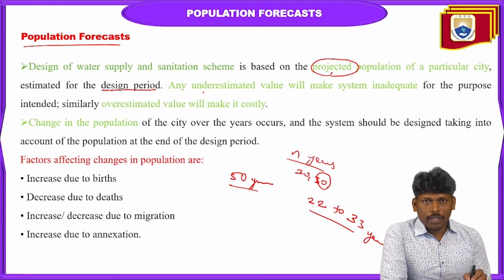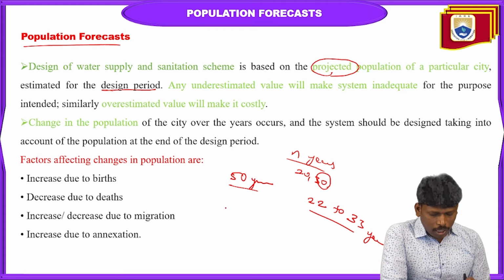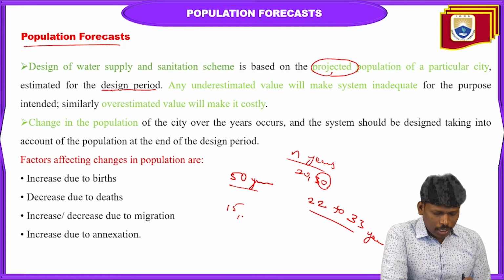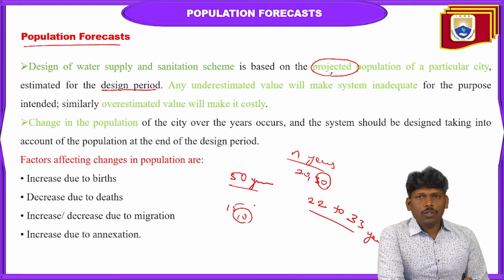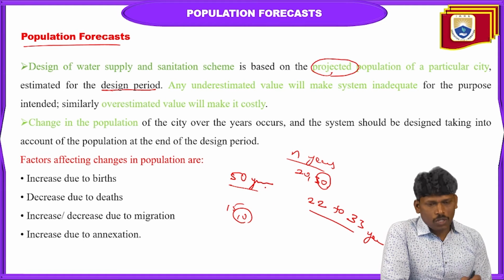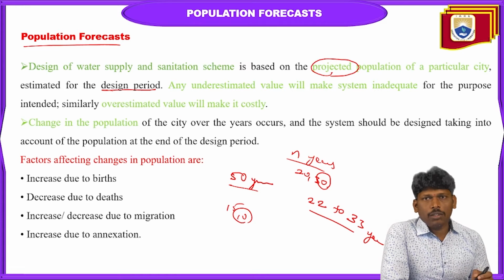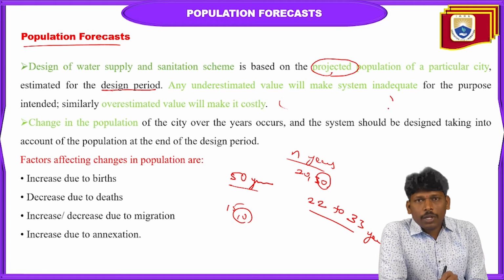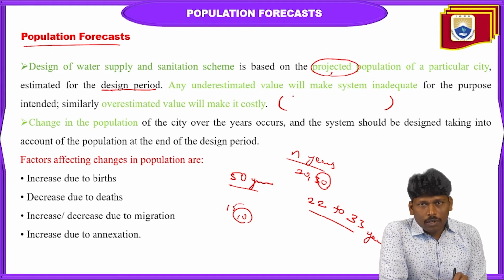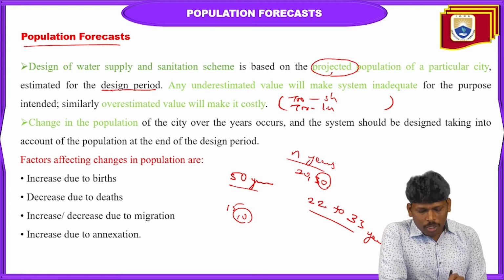And then if you underestimate, instead of 22 to 33, around 15 years or 10 years, it may serve for that much period, but after that it won't serve. So it also becomes useless. These are the two examples for underestimation as well as overestimation of the design period. As we discussed in yesterday's lecture, whatever design period we are fixing, it should not be too short or too large. So we must keep these two in mind while fixing a design period.